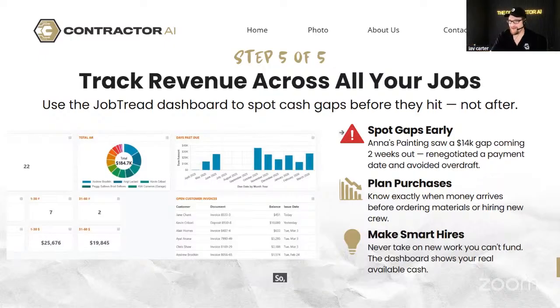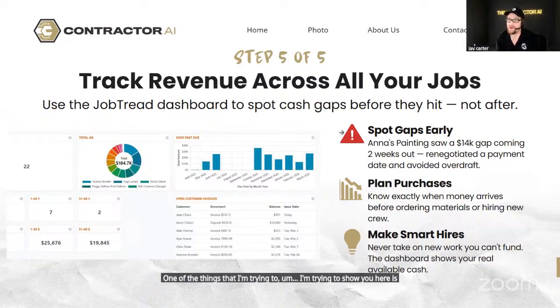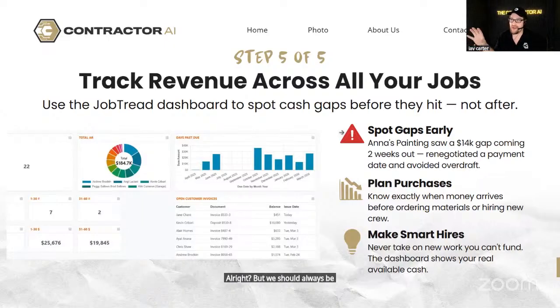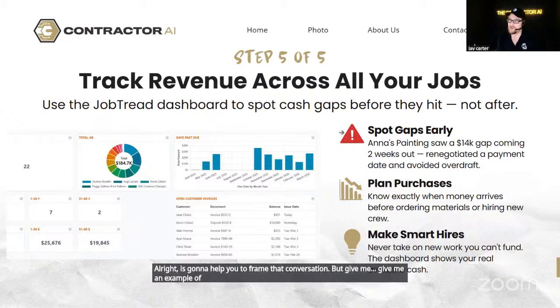One of the things that I'm trying to show you here is, when you have a payment dispute, and hopefully it doesn't become a legal dispute, we should always be treating everything as if it's going to go to a court case. When you start to treat every job as if you're building a legal case, things really do change. So communication becomes a lot more important. Proving your due diligence is going to help you to frame that conversation. But give me an example of where you're struggling to get payments.